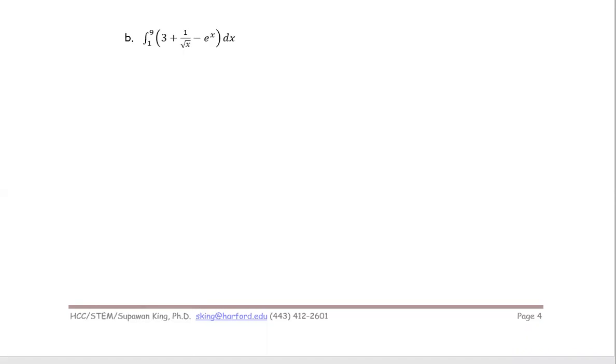The definite integral from 1 to 9. So the lower limit a is 1, the upper limit b is 9. Okay, this one is called the lower limit, and this one is called the upper limit. And the function we have has three pieces. We have 3, we have 1 over square root x, and we have e to the power x.